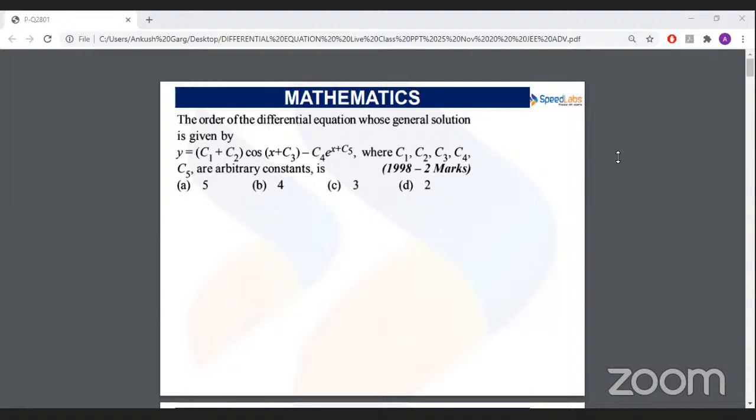Okay, yes, B. Others also please give answer. Very easy. A, B, C, D. What will be the correct answer? Number. What will be the order of differential equation? Yes, Parth, Shrey, Ariman, Divya, come on, guys.